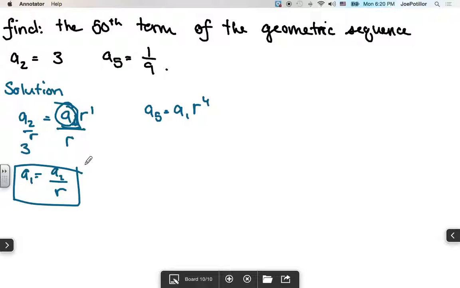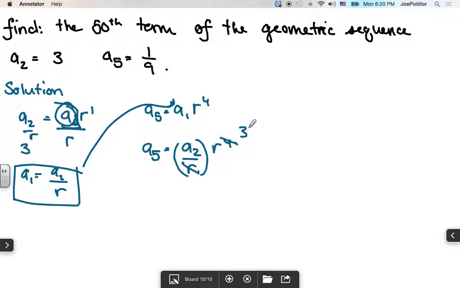I plug that back into the equation. I plug this where I see a1, and I get a sub 5 is equal to a sub 2 divided by r multiplied by r to the 4th. That kills that once, and we end up with a sub 5 is equal to a sub 2 r to the 3rd power. I have both these numbers, so I can figure out what r is now.